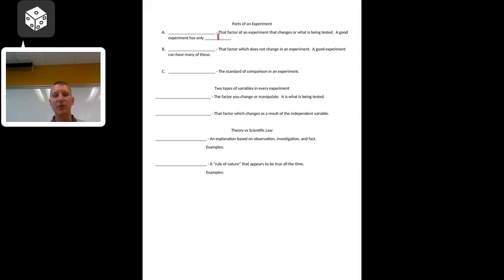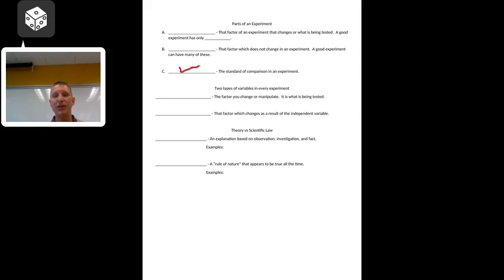Now, in an experiment, part B, you can have many, many constants. C-O-N-S-T-A-N-T-S. Constants are those factors that don't change in experiments. A good experiment can have many, many constants. When you come back to school, your 2 days that you're with me, we're obviously going to use these different terms to actually do some experimenting with, and you can see what the differences between these.